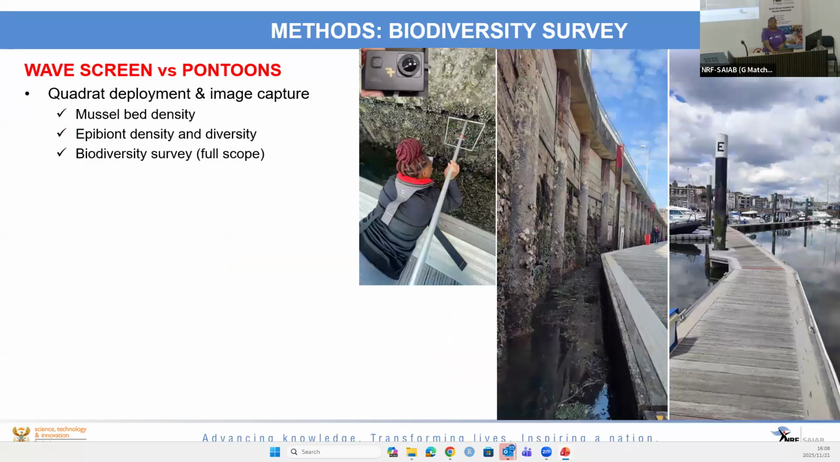So firstly, when it comes to the biodiversity part, the mussel part of my study, I used quadrats deployed on the pontoons as well as on the wave screens. And then I assessed the bed density of the mussels as well as the epibiont diversity on the actual mussels as well as on the surrounding environment.